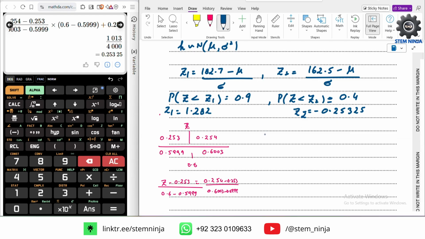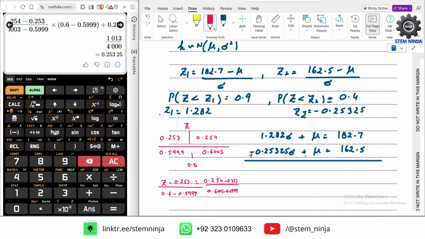For Z1 we have 1.282 sigma plus mu equals to 182.7. The other one is minus 0.25325 sigma plus mu equals to 162.5. Right, okay. Now we subtract these two equations together.